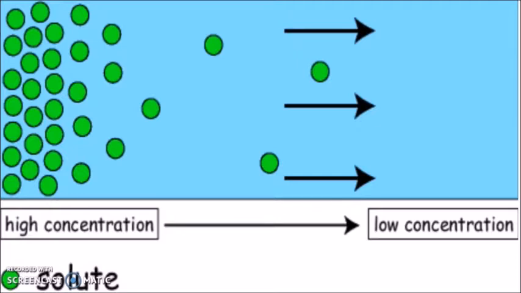As you guys remember, diffusion is the movement of particles from an area where there are many of them to an adjoining area where there are very few of them. As you guys recall, this is a movement from high concentration to low concentration.